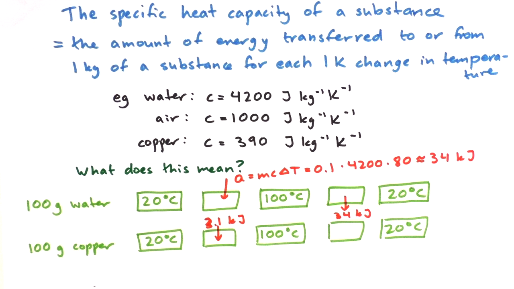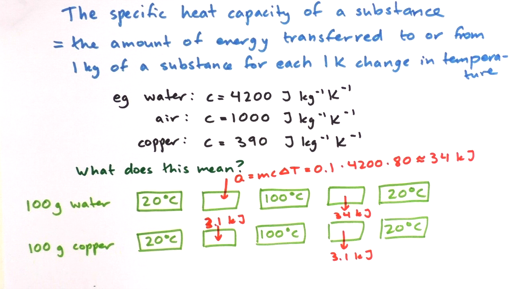And that agrees with what we had on the previous page, which was that the water took 11 times as much energy to heat up as the copper. And 11 times 3.1 sounds like that should be about 34, so that sounds alright. And then from 100 degrees we're going to cool down the copper back down to 20 degrees Celsius, and we do that by removing the same amount of energy. So we're removing 3.1 kilojoules to get back.